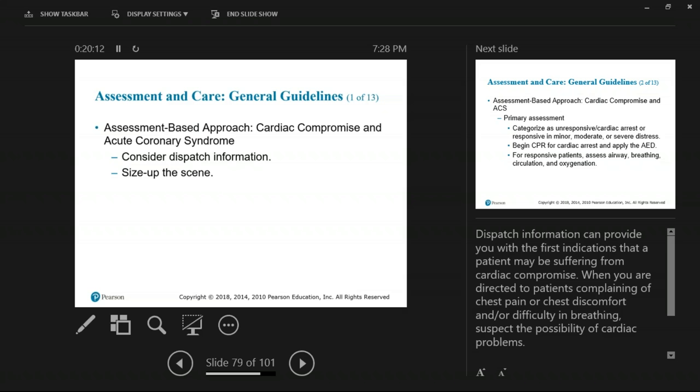Okay, use your assessment-based approach. I don't care how old they are, if they're complaining of chest pain, so you've got cardiac compromise. Do they have it? Are they pointing towards acute coronary syndrome?